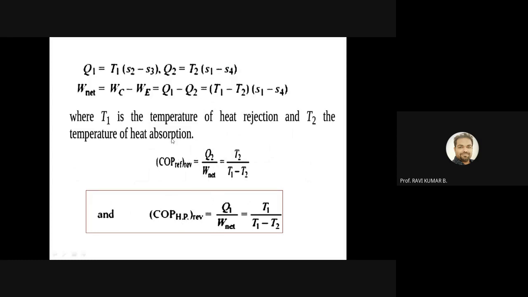If we use the same thing for the heat pump, we can write the equation in this way: Q1 divided by W net, so this is T1 divided by T1 minus T2. So like that you can relate based on the reversed Carnot cycle.